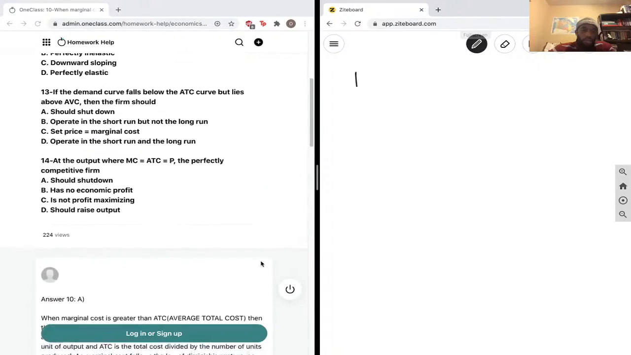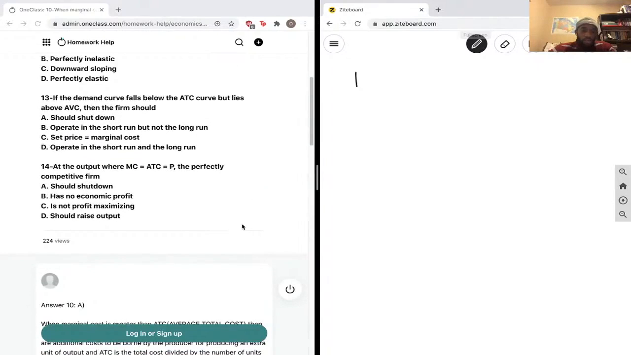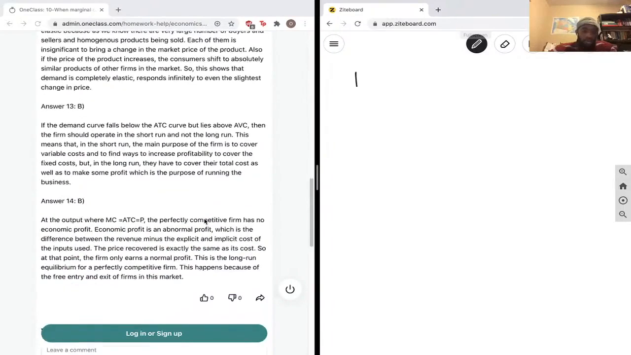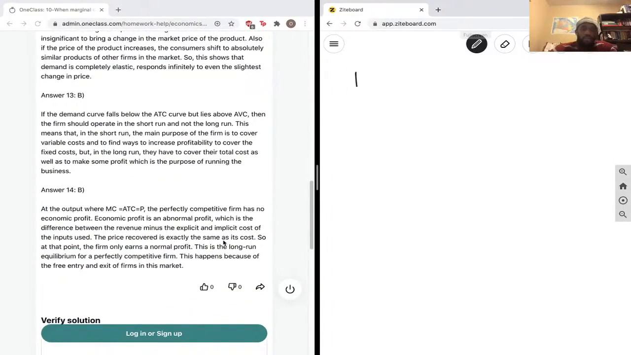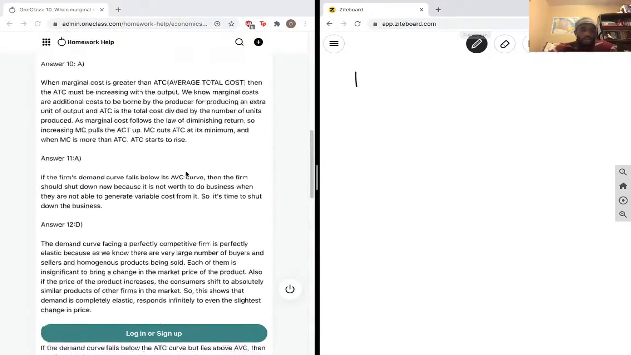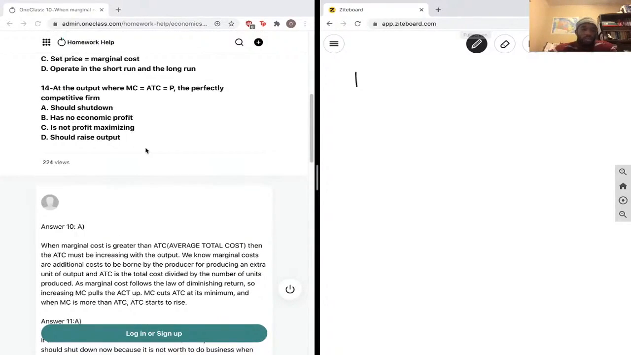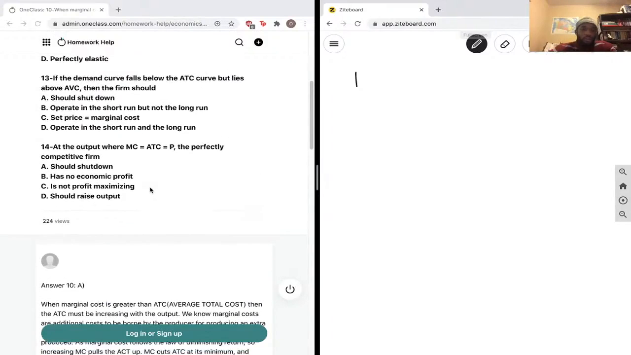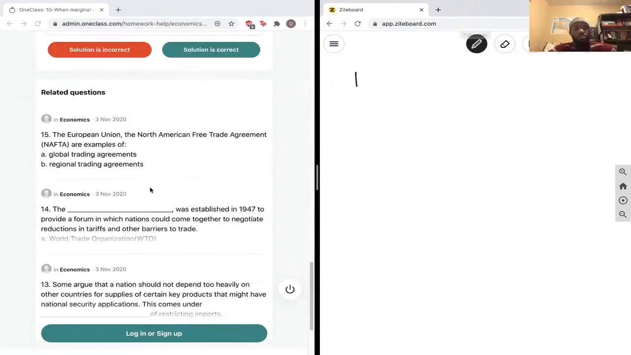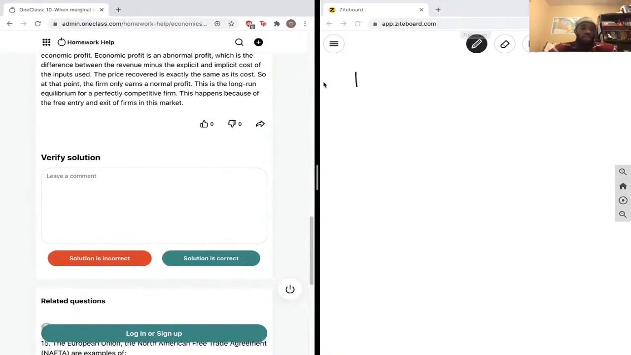And again, completely agree with that, because the main thing is I believe it's implicit costs that are variable costs, and that isn't being shown here, so they would have no economic profit when MC equals ATC equals P. So we'll say all correct, great explanation.